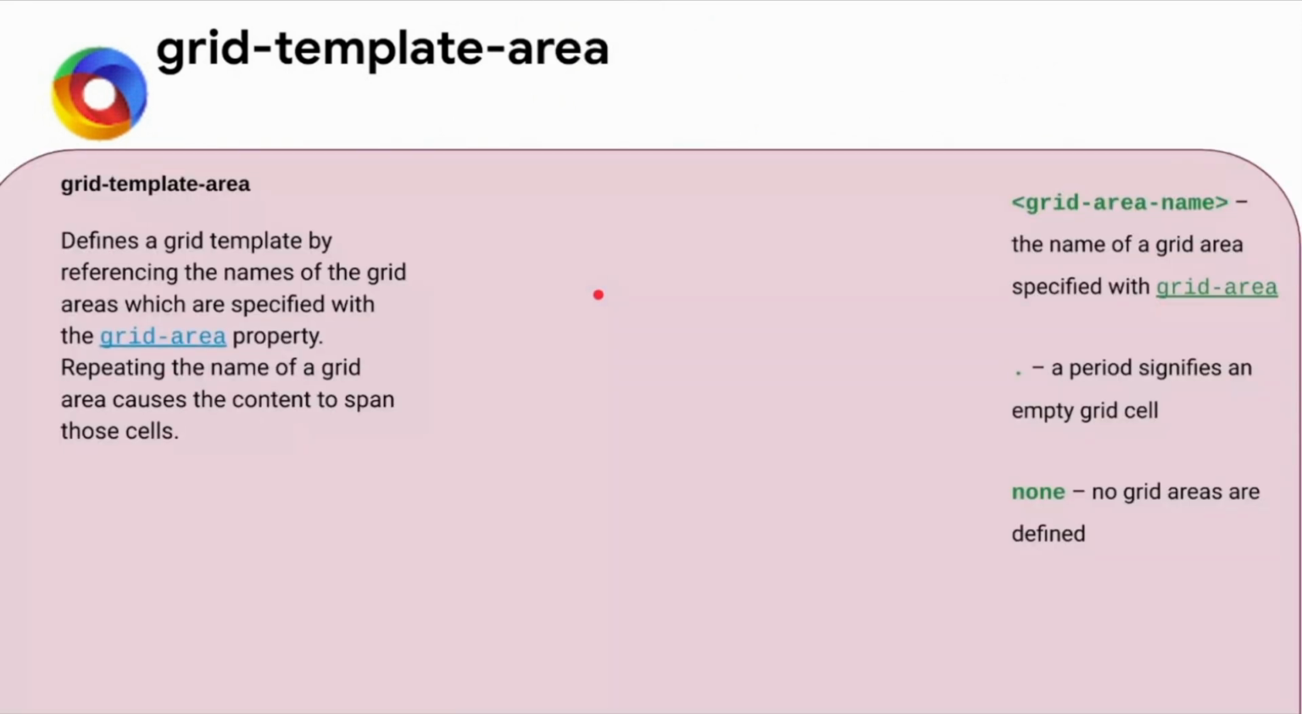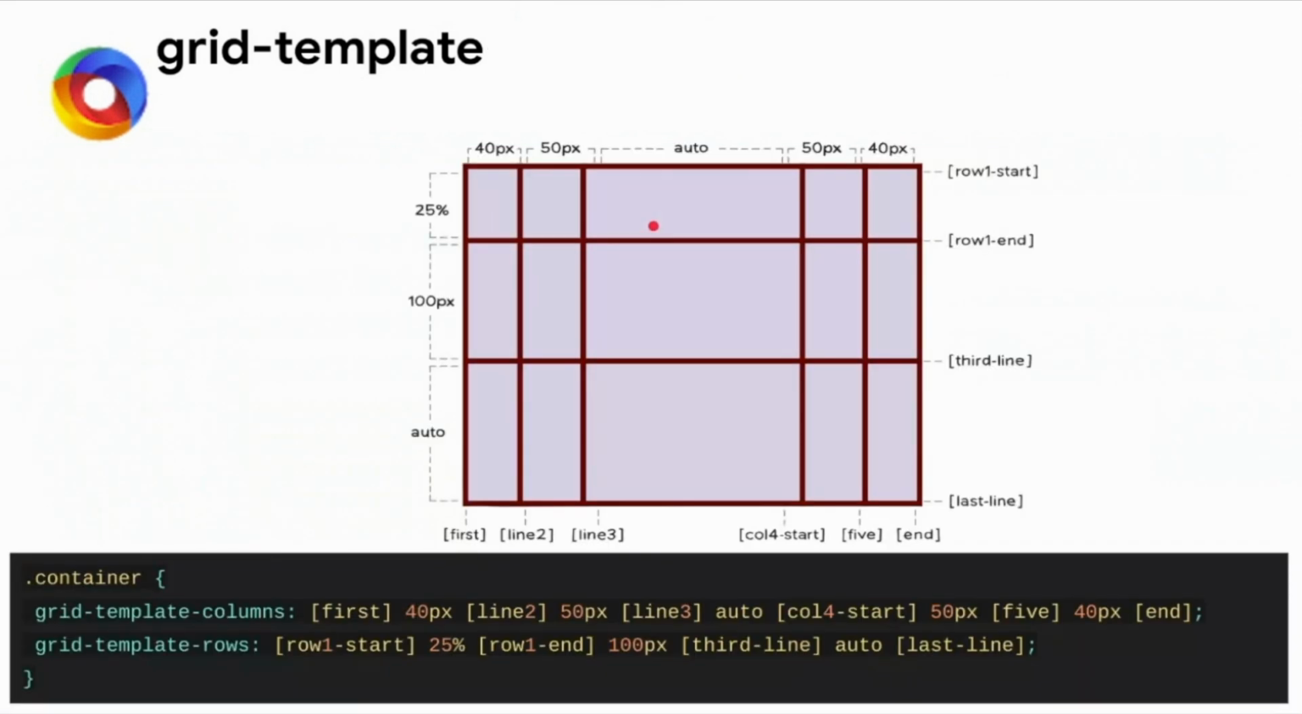Now coming to grid template areas. What exactly grid template area is: you can name one particular area. We have seen here that we have named particular grid lines. Here we have marked the first grid line as first, the second one as line 2, the third one as line 3, like that.